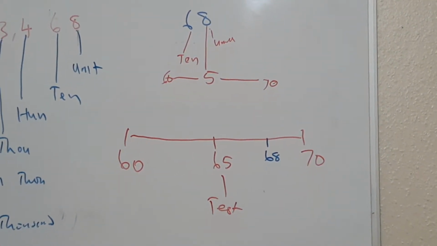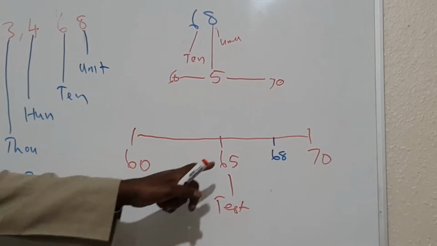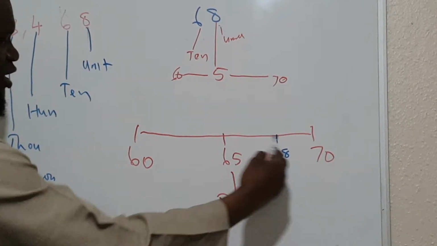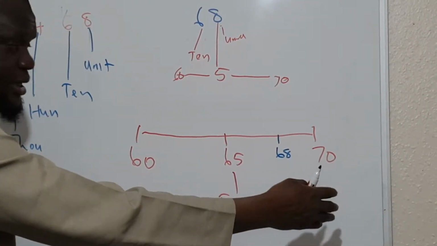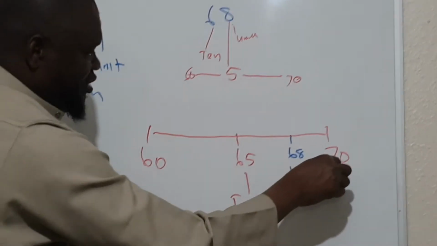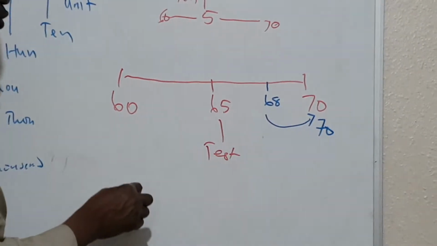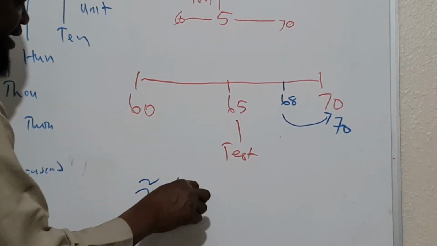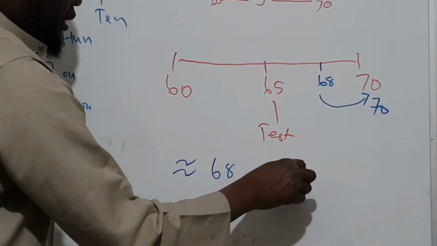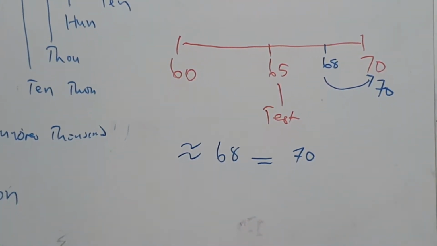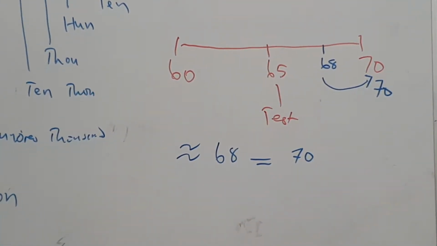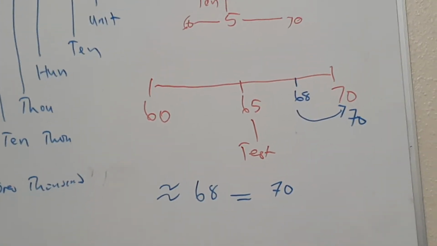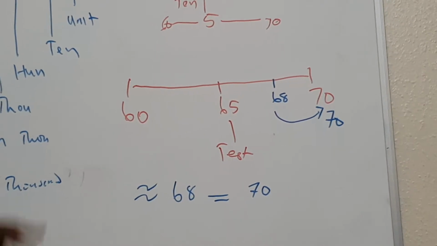Now, since we know the 68 is on the right hand side of the test, our rounding will be the next 10, which is 70. Therefore, approximating 68 to the nearest 10 will be equal to 70, because the benchmark, or the test, is 65.